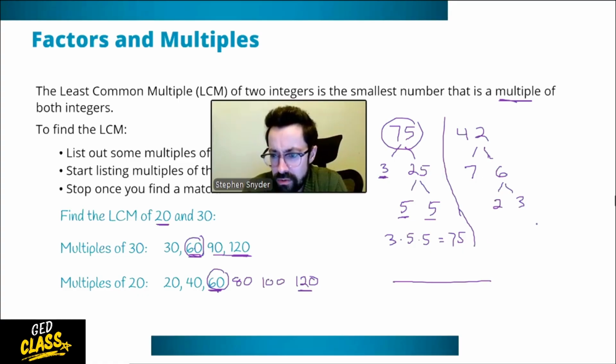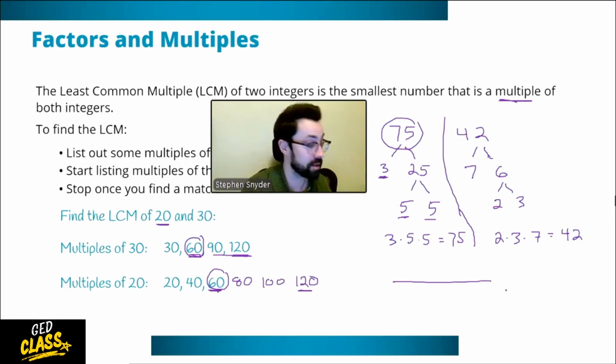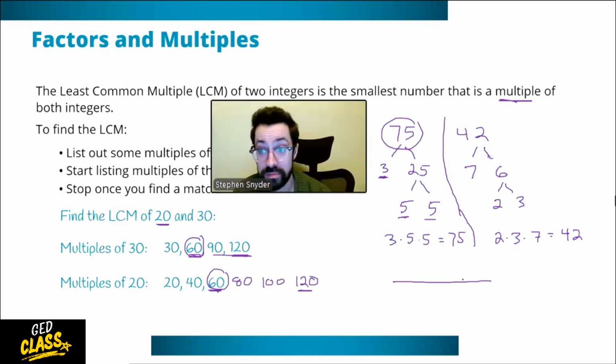Similarly with 42, if I multiply 2 times 3 times 7, again, that has to be 42. This is a way of thinking about the numbers broken down into the smallest possible pieces that we can break them down into. So I need a number that when I divide by all of this, it will definitely divide evenly into it. And when I divide by all of this, it'll definitely divide evenly into it.